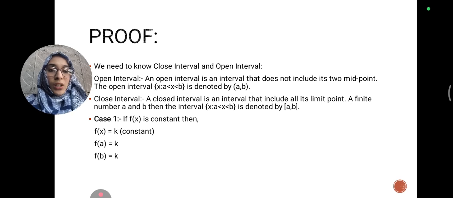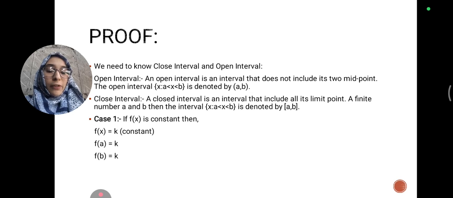And the proof: we need to know closed interval and open interval. An open interval is an interval that does not include its two endpoints. The open interval x such that a is less than x and x is less than b is denoted by a comma b. A closed interval is an interval that includes all its limit points, the finite numbers a and b. Then the interval x such that a is less than or equal to x and x is less than or equal to b is denoted by the closed interval a comma b. Let us see how it is.